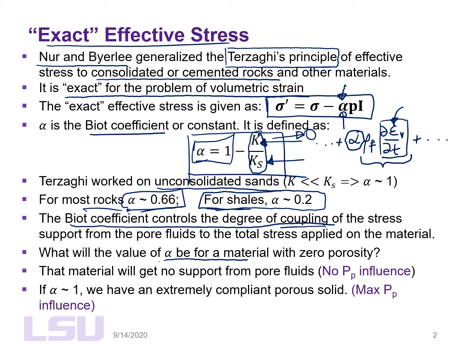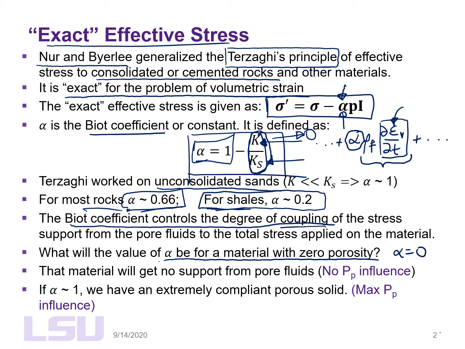Question for you: what will the alpha value be? What will the Biot coefficient be for a material that has absolutely no porosity whatsoever? Well, again, you look at this equation. When the material has no porosity, then K equals Ks, right? The skeleton equals the grain because there is no pore network structure. So this ratio becomes 1, and 1 minus 1 is 0. So alpha equals 0 when porosity equals 0.